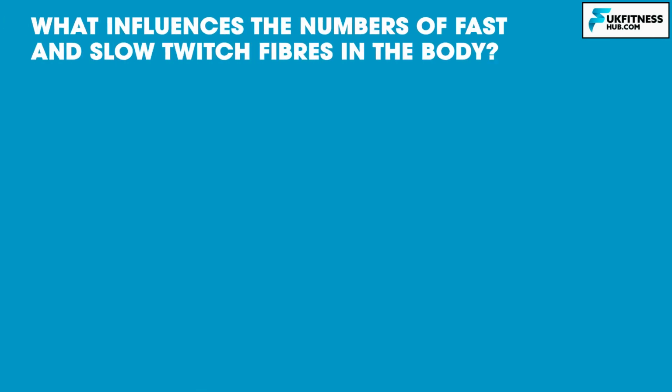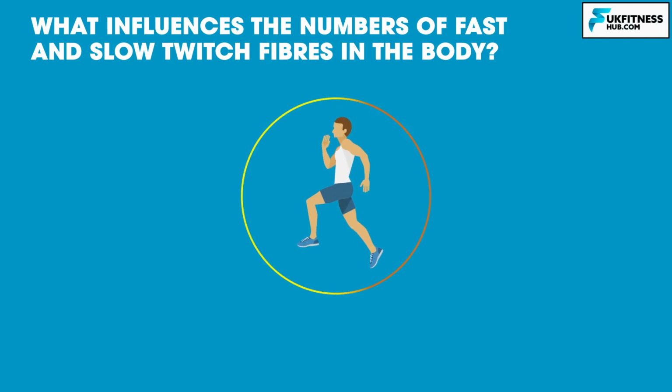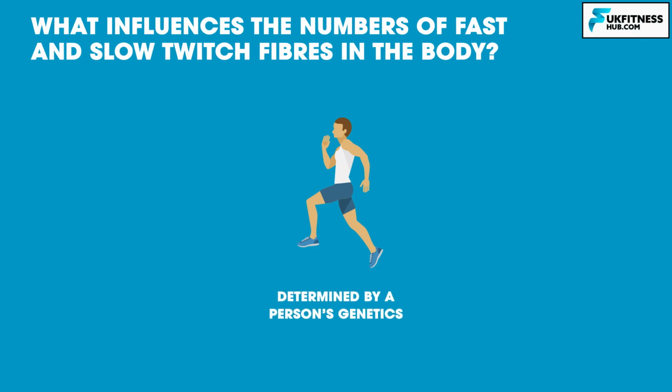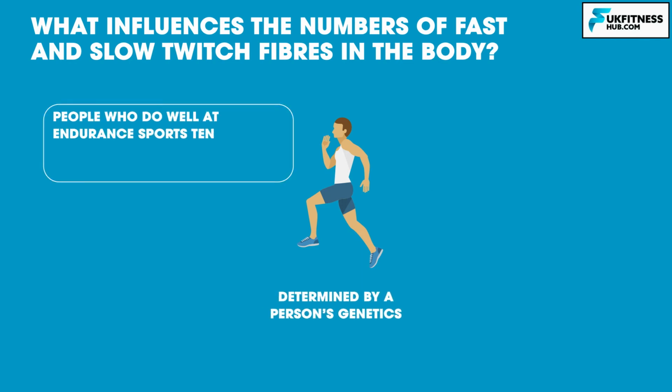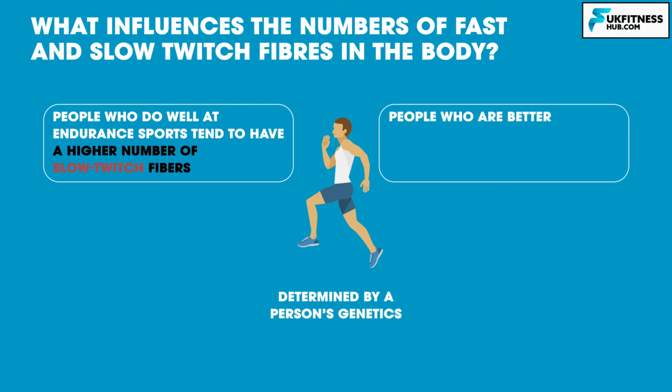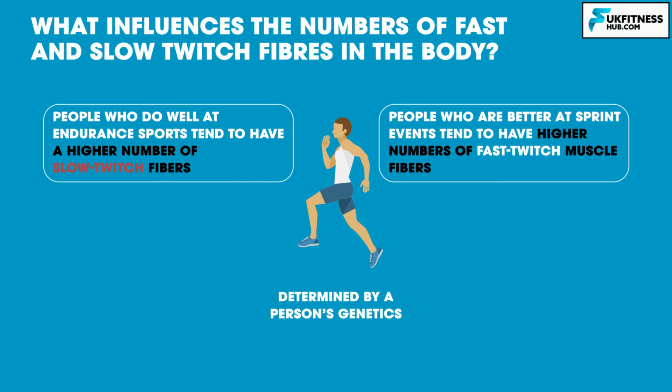Finally, what influences the number of fast and slow twitch fibres in the body? How do you know what distribution you have? The number of slow and fast twitch fibres contained in the body varies greatly between individuals and is determined by a person's genetics. People who do well at endurance sports tend to have higher numbers of slow twitch fibres, whereas people who do better at sprint events tend to have higher numbers of fast twitch fibres.